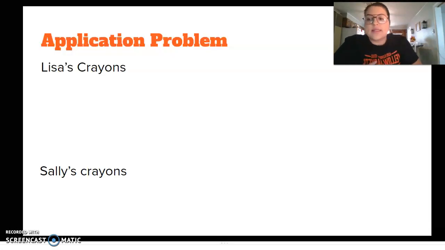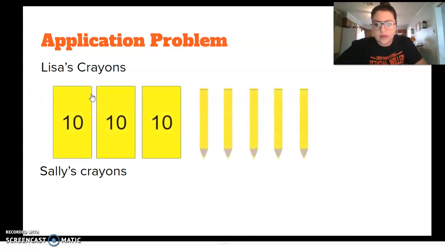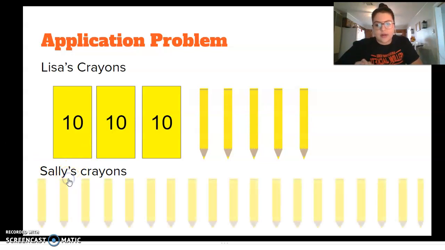There we go. So it said Lisa had 3 boxes of 10 crayons, and then how many extra single crayons? 1, 2, 3, 4, 5. So if we have 3 boxes of 10 and then 5 extra ones, we have 3 tens and 5 ones. How many crayons does Lisa have? Well, we could count 10, 20, 30, 31, 32, 33, 34, 35. Lisa has 35 crayons.